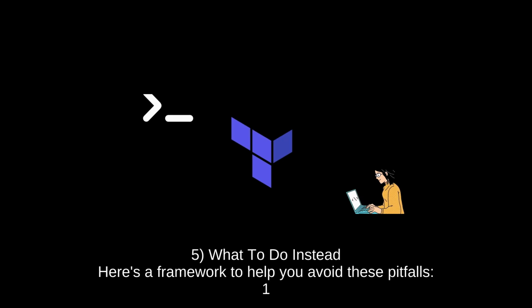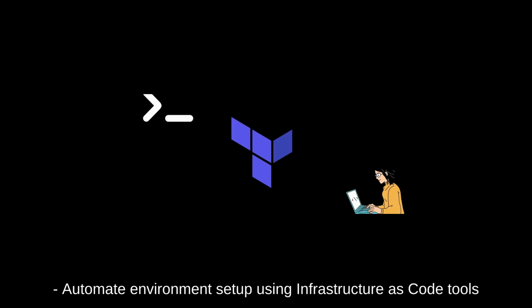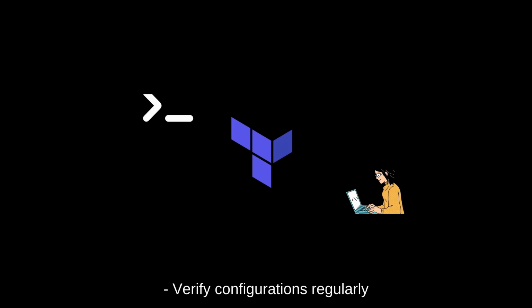What to do instead. Here's a framework to help you avoid these pitfalls. 1. Create an environment parity checklist. Ensure staging mirrors production. Automate environment setup using infrastructure as code tools. Verify configurations regularly. 2. Implement comprehensive testing.